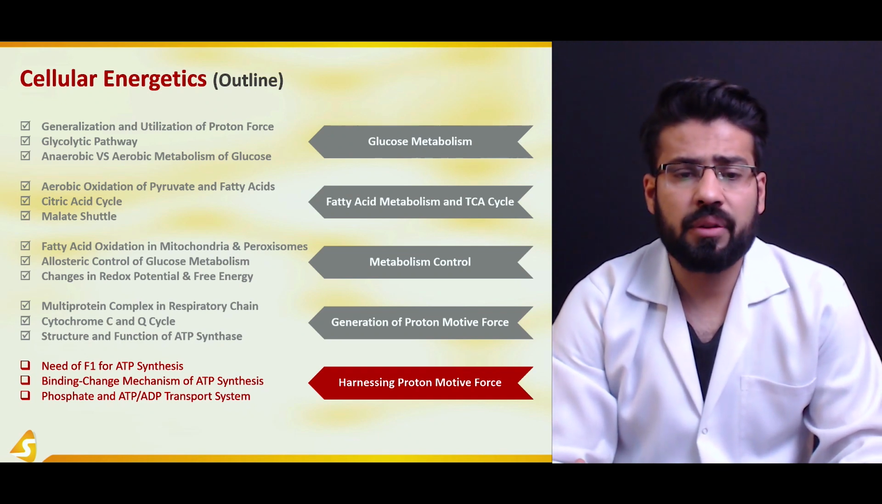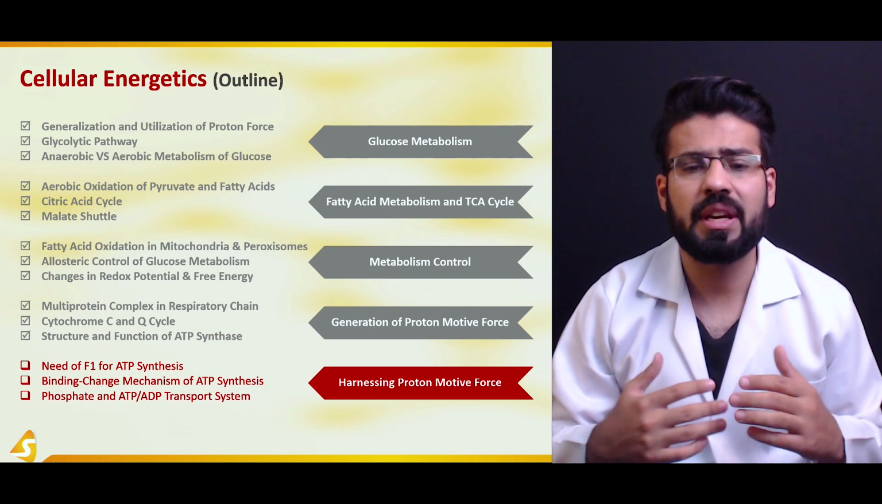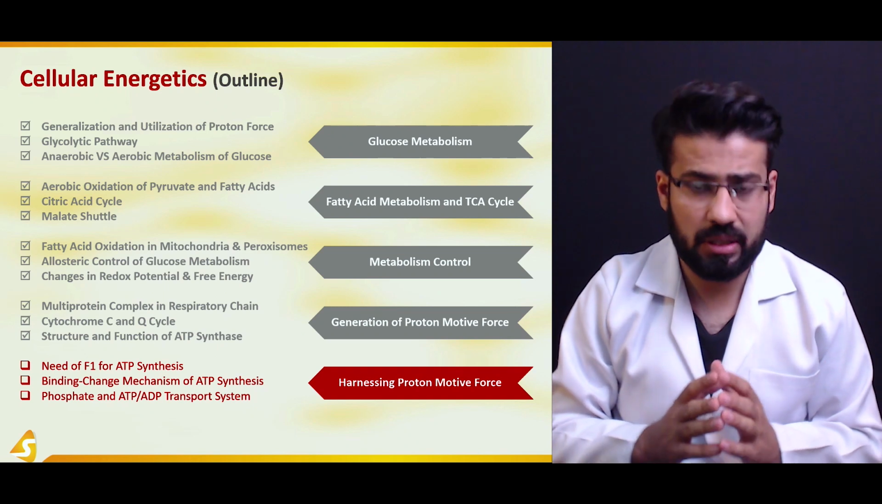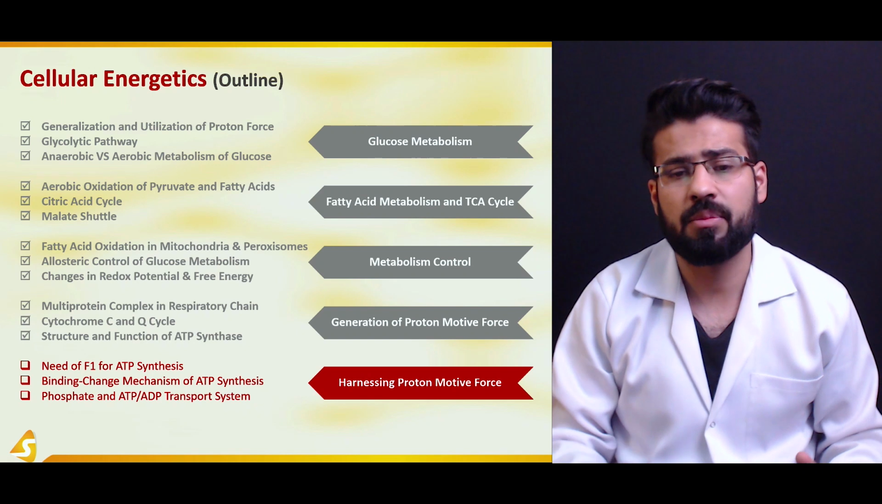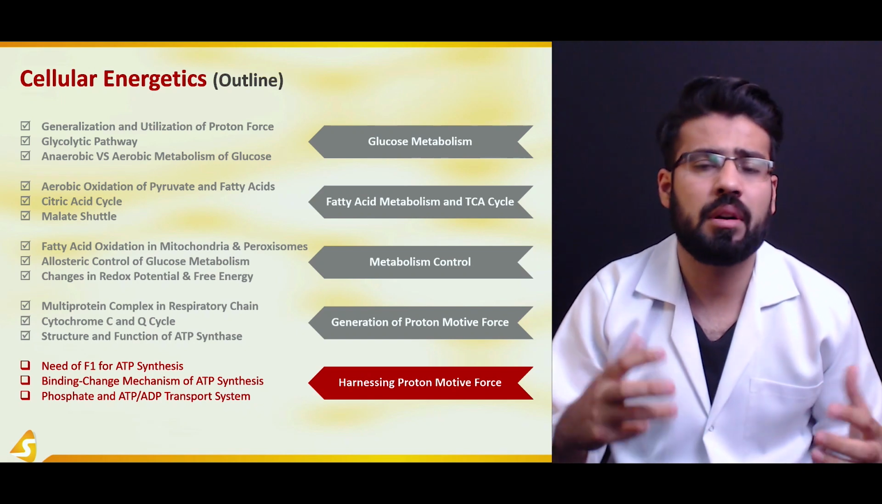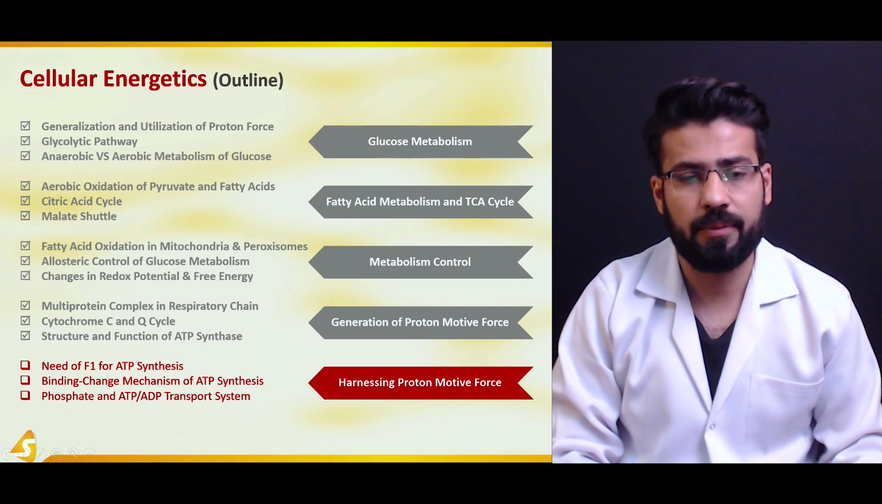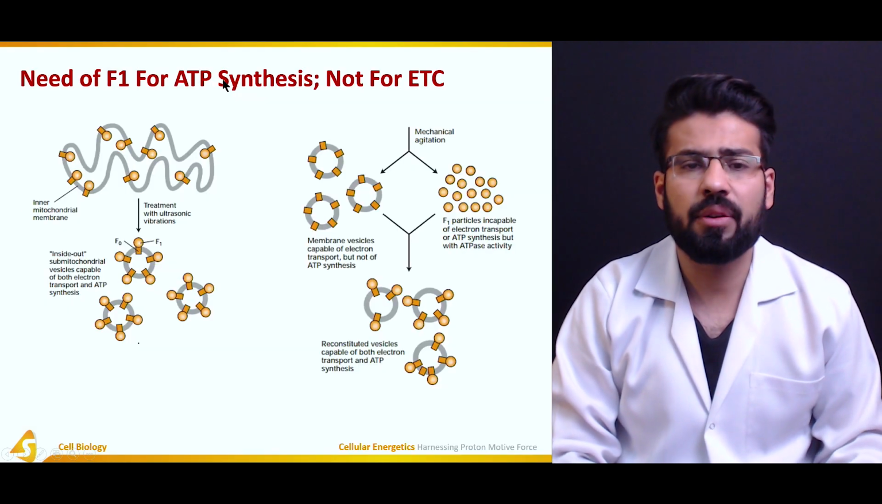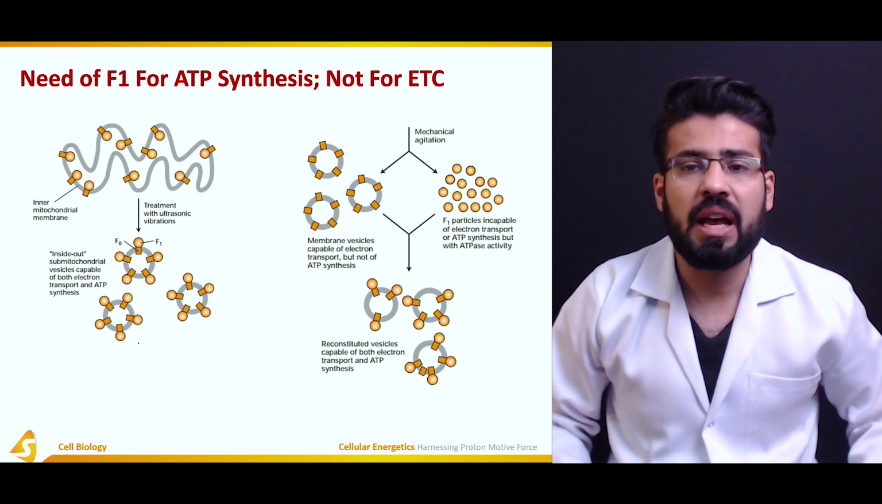Then we are going to start off with the discussion of the binding change mechanism for the ATP synthesis, moving towards the phosphate, ATP and ADP transport system. In this system, we are going to study the antiporter mechanisms for the transport of ATP and the phosphate groups as well that are required for the production of ATP. So starting off with the discussion of the need for the F1 for the ATP synthesis.